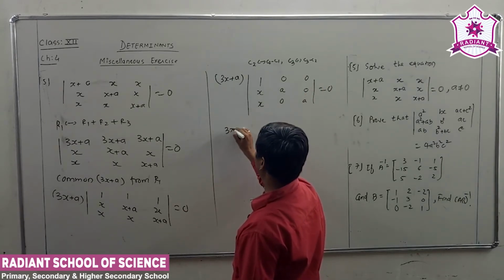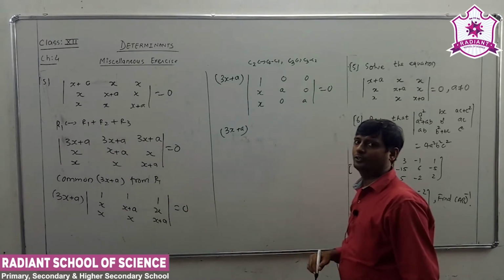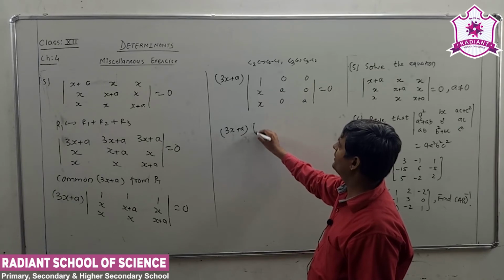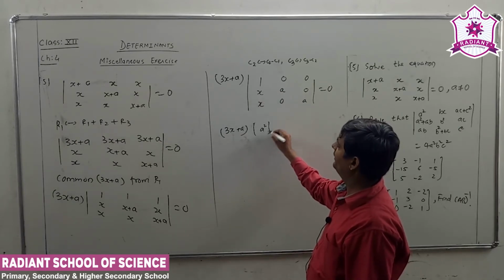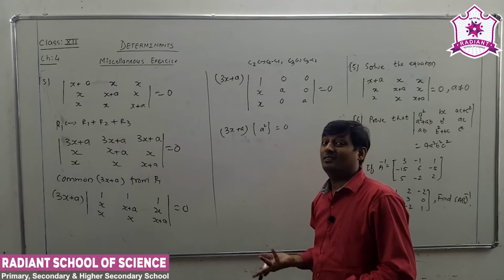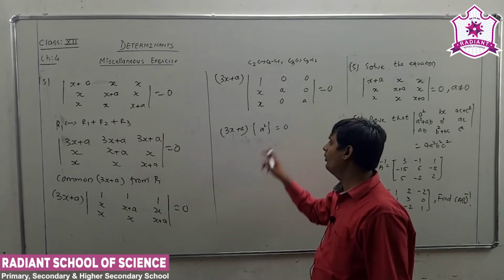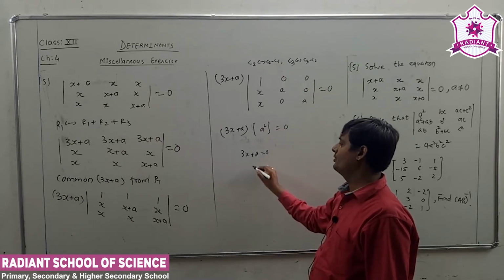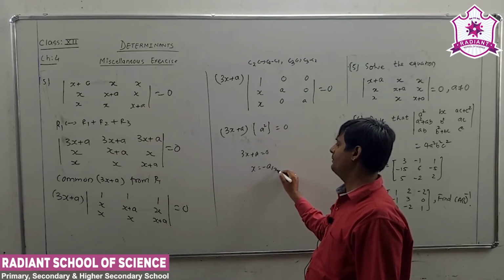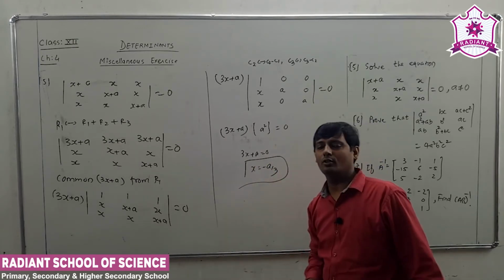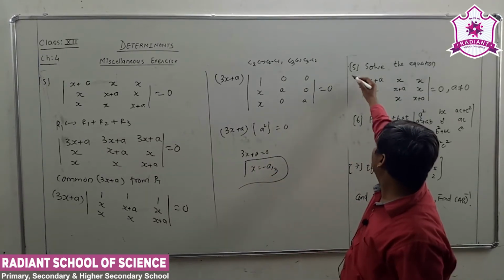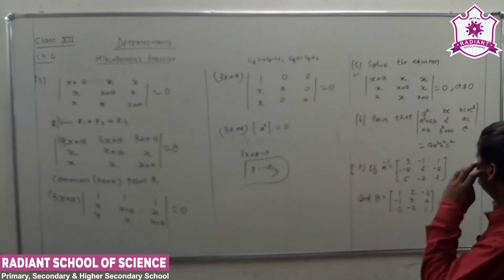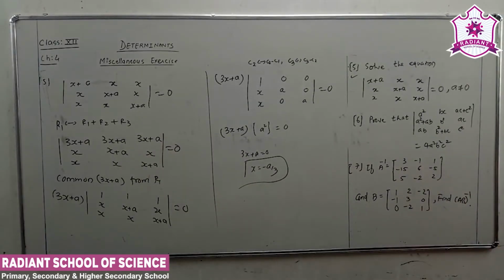Now you expand 3x plus a, right? So 3x plus a here. So now we expand this only 1, so a square is equal to 0, but a not equal to 0, so 3x plus a is equal to 0, so then x is equal to minus a by 3, right? So this is the solution of the given question, right? So question number 5 is clear. Understand? Right? Okay. Now 6th one, okay, prove that.